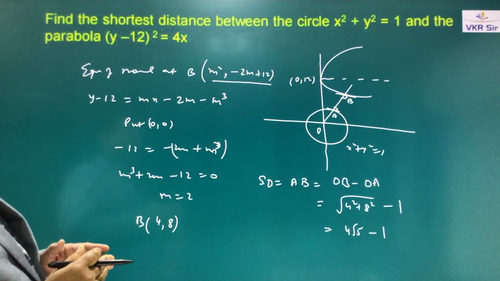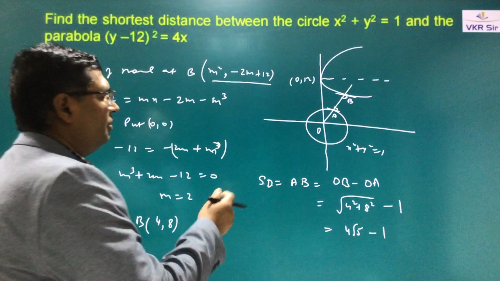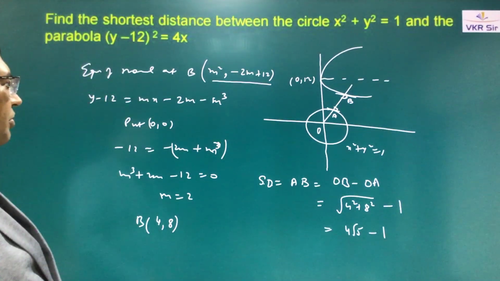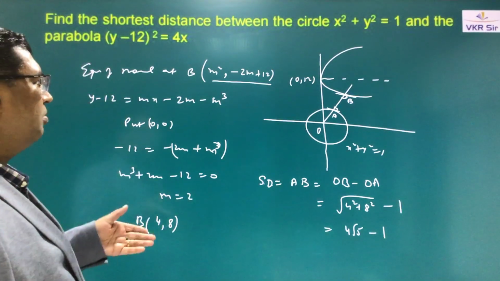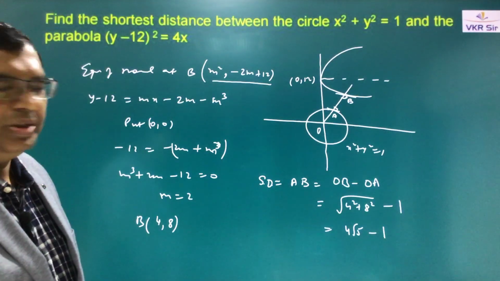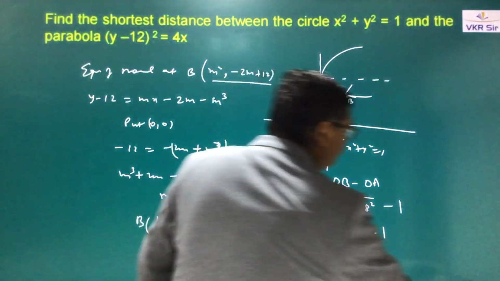And we can also generate the coordinates of A if you are interested, but that will take parametric coordinates, and we can use the slope of this line to generate A.